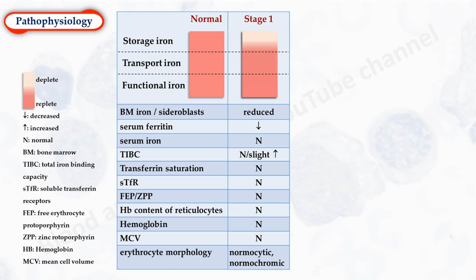Erythrocyte development is normal, because the body reserve of iron is sufficient to maintain the transport and functional compartments through this phase. There is no evidence of iron deficiency in the peripheral blood, because erythrocytes survive 120 days, and the patient does not experience symptoms of anemia.